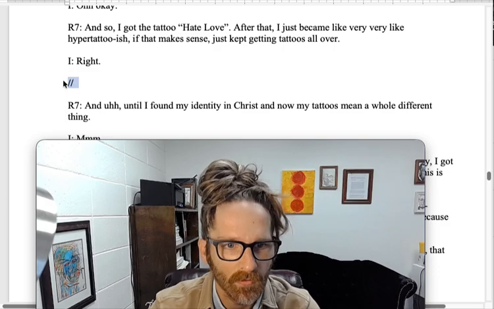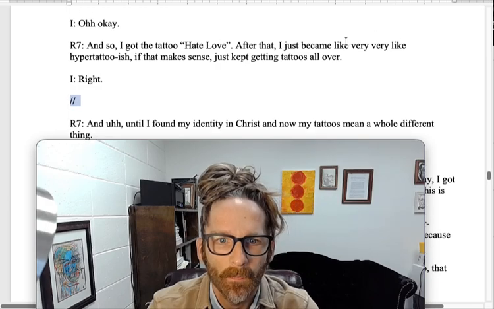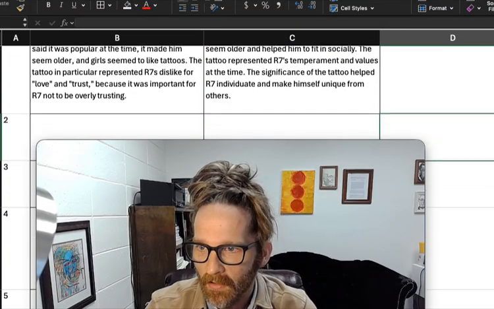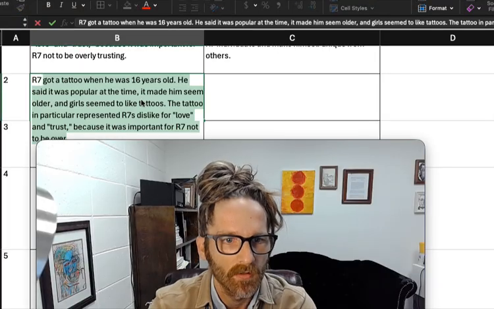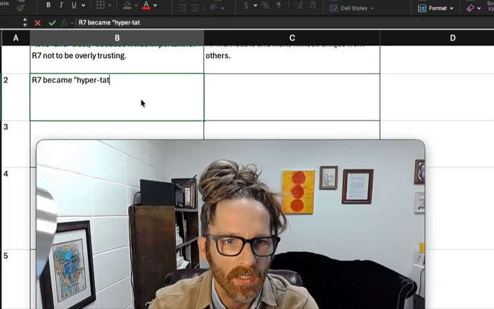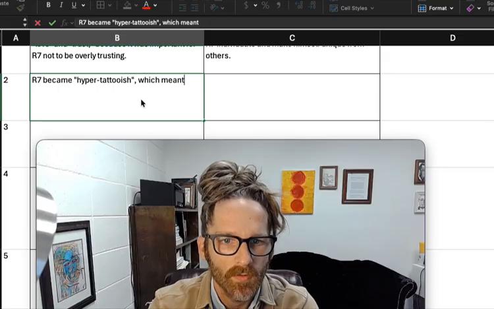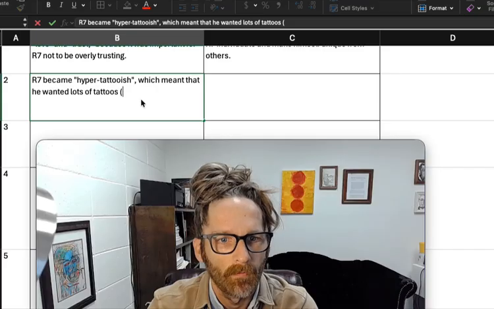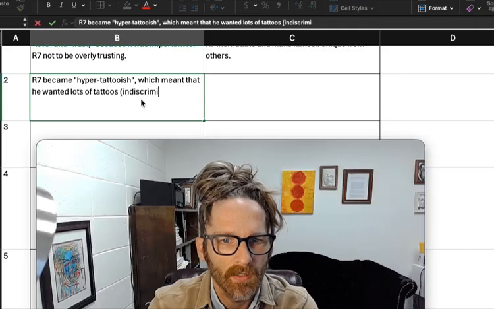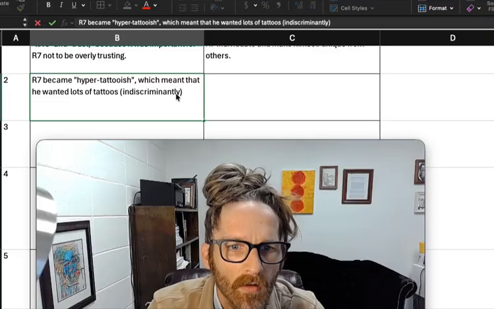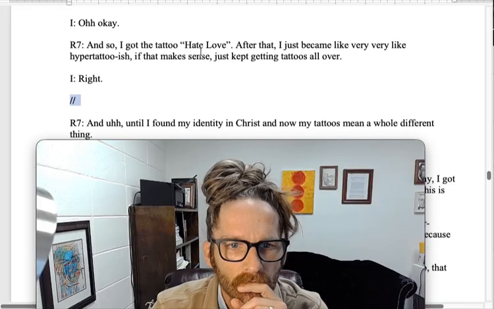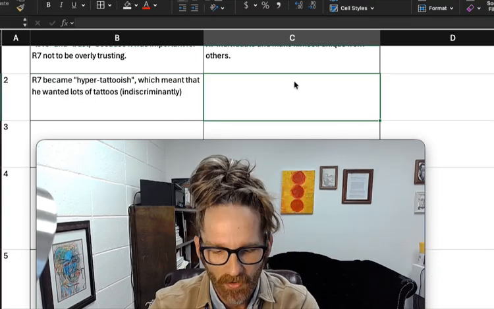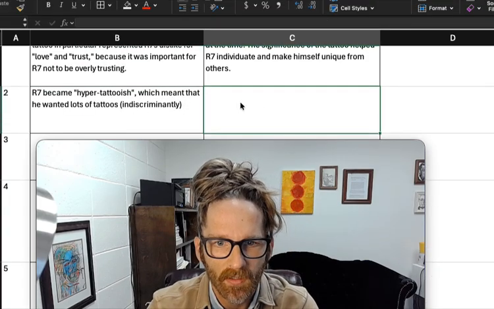So we've got the first one, the motivation for the first tattoo. That was the first meaning unit that we've described. The second one, this desire to get lots of tattoos. Let's go ahead and describe it. R7 became what he called hyper-tattoo-ish, which meant that he wanted lots of tattoos. Almost indiscriminately. He doesn't say that, but it seems implied. So I became very, very hyper-tattoo-ish, just kept getting tattoos all over. We can say, so that's what he described, and then the psychological significance.